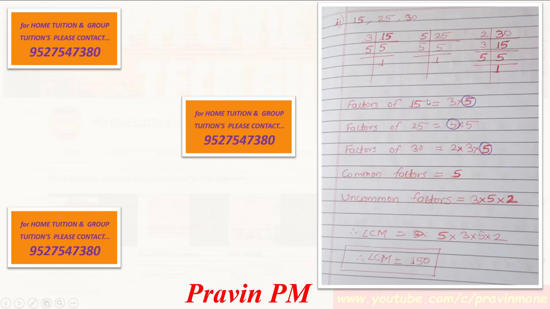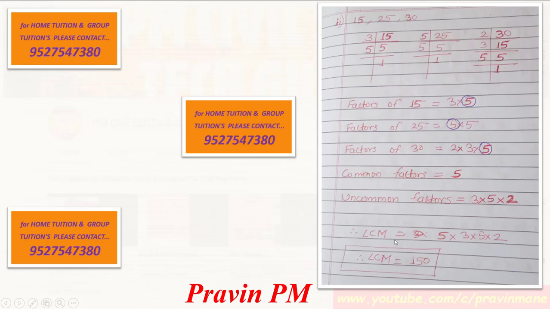3 comes 1 time here. Here also 3 comes 1 time. But here no 3, so 3 is uncommon. So I have written it here. 5 here is uncommon. And then 2 is uncommon.